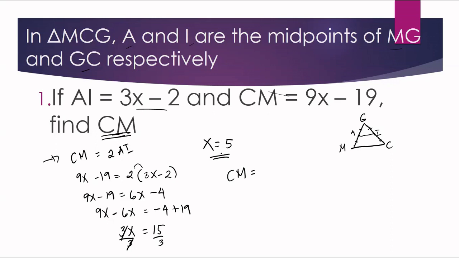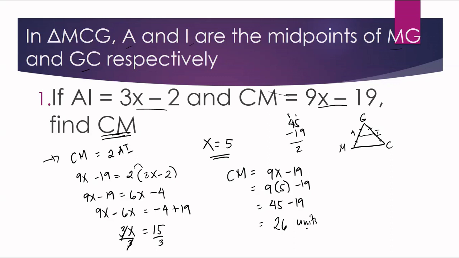So our CM again is 9x minus 19. We have here the value of x is 5. So we have 9 multiplied by 5, then minus 19. So we have 9 times 5, that is 45 minus 19. And what is 45 minus 19? Let us solve. 45 minus 19. What is 15 minus 9 again? Yes, 15 minus 9 actually is 6. So we have 45 minus 19 equal to 26. So our CM is equal to 26 units.